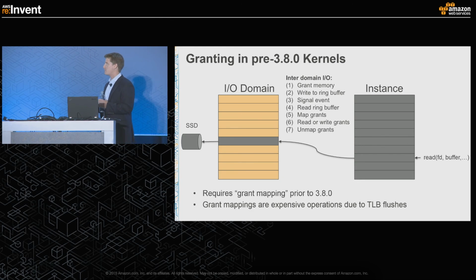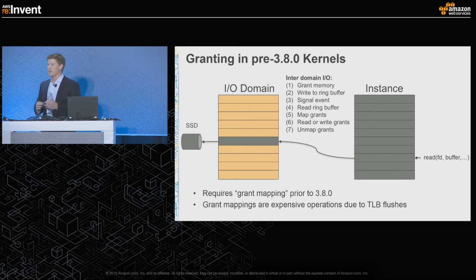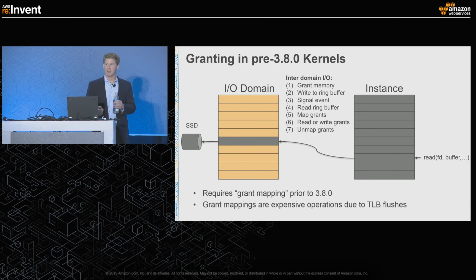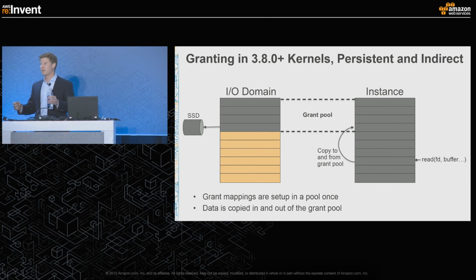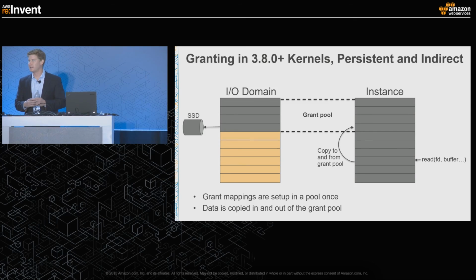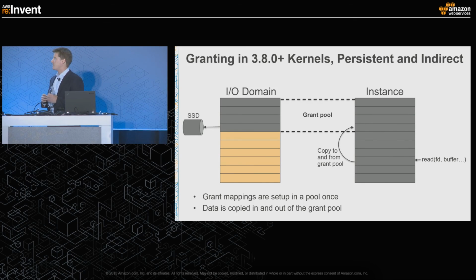And so what you'll see in pre-3.8.0 kernels is that you're not actually able to achieve the rated performance of an i2 8 extra large, the 365K IOPS. You actually need to use a kernel that supports persistent and indirect grants. And the difference in the process here is that the mapping and unmapping doesn't happen. The I/O domain and the guest domain pre-agree on a shared grant pool, which in other words is the granted pages. And instead of doing all the mapping and unmapping, the guest just copies to and from the grant pool.